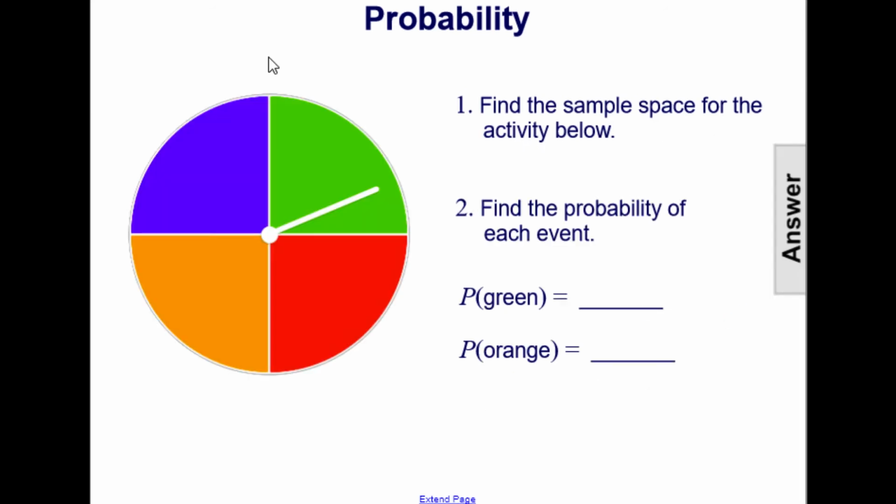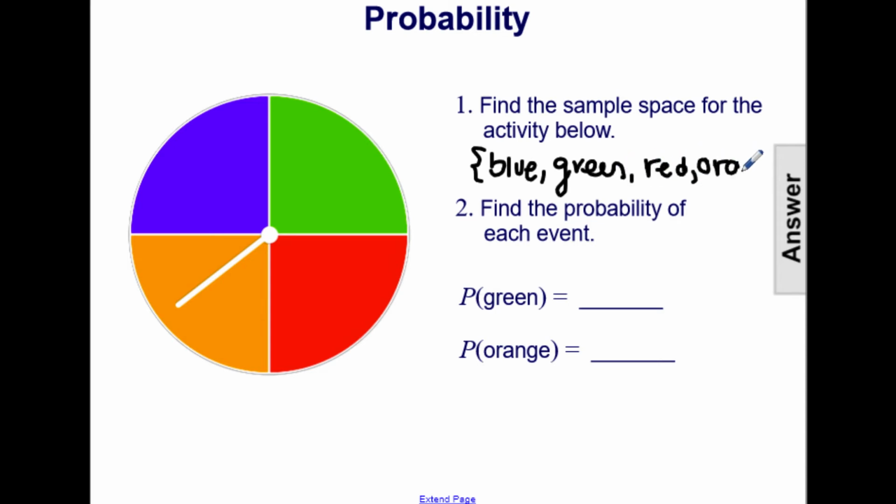Here is an example with probability where the event is spinning a spinner. So here, every time I click on the spinner, it's going to land on a different color. That time it landed on orange, now blue, now green, now orange. So every time we spin the spinner, it's going to land on one of these colors. So those colors are going to be our sample space for this event. It can land on the color blue, green, red, or orange.